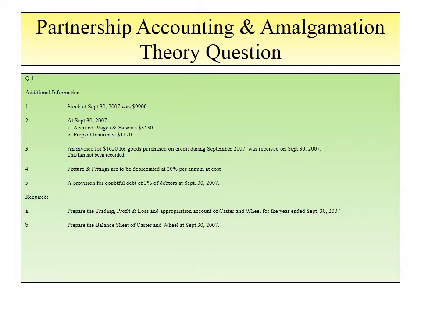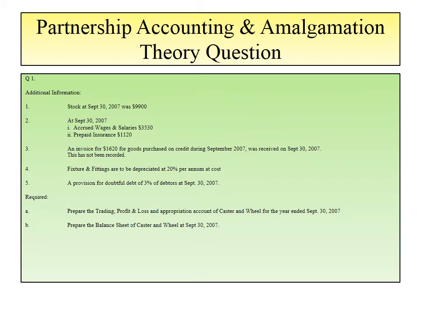Number 2 is at September 30, 2000, accrued wages. Additional information is that wages and salaries are accrued 3,530, and prepaid insurance is 1,120. Number 3, an invoice for 1,620 for goods purchased on credit during September 2000 was received on September 30th. It was not recorded in the purchase account. It has to be added to the purchase account.